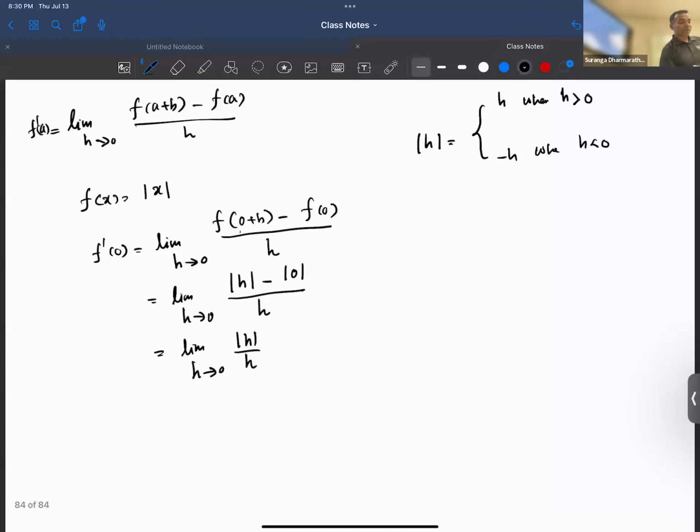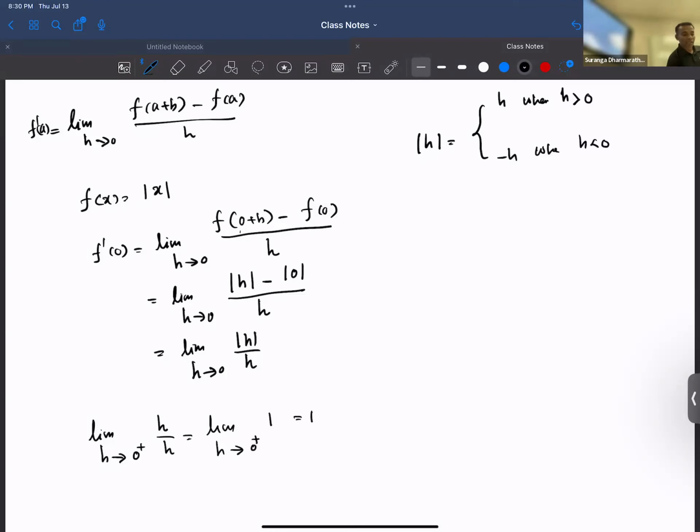Now, for the limit to exist, what should be satisfied? The right hand limit should be equal to the left hand limit. What is the right hand limit? The limit as h goes to 0 from the right, h plus. When h is greater than 0, what is the magnitude of h? It's just h, right? Divided by h, which is equal to the limit as h comes to 0 from the positive values, which is equal to 1.